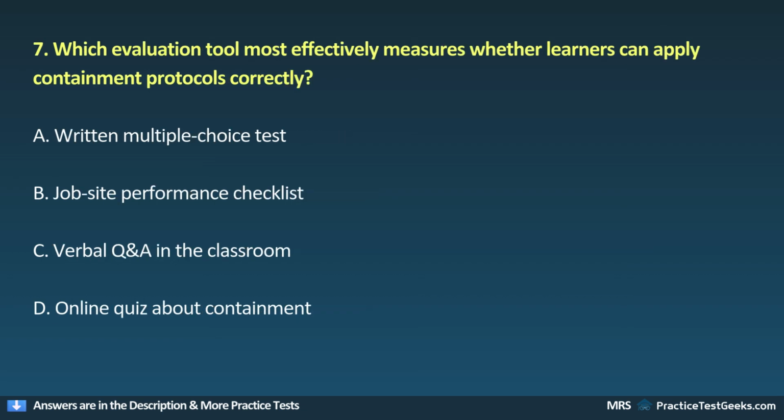7. Which evaluation tool most effectively measures whether learners can apply containment protocols correctly? A. Written multiple choice test. B. Job site performance checklist. C. Verbal Q&A in the classroom. D. Online quiz about containment.